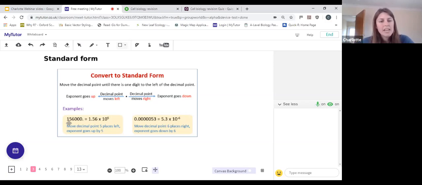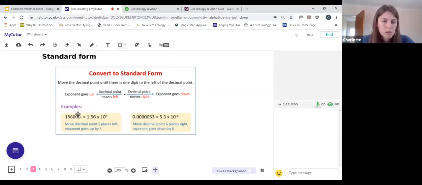So 156,000 in standard form. We move that decimal point 1, 2, 3, 4, 5 places to the left. 5 places to the left, exponent goes up. 1.56 times 10 to the 5. Okay. So 10 to the 5 is our way of saying how many noughts you want to put on, how many times 10 you need to times that number by.